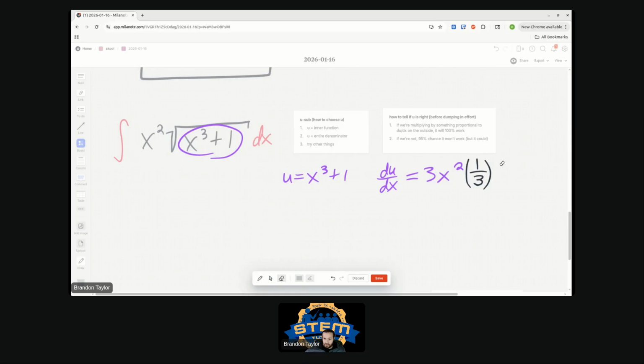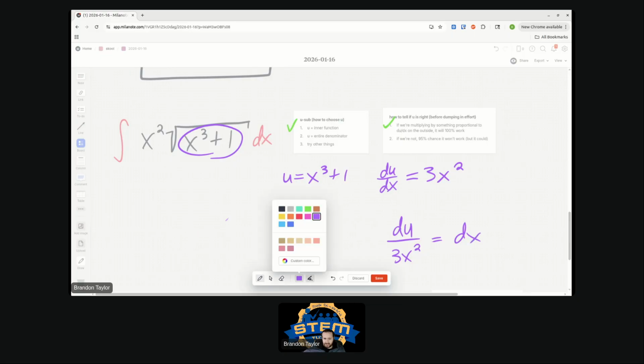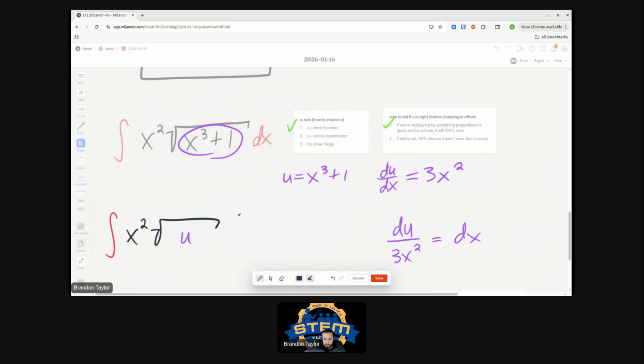So again, this is more good news. We're 100% sure our first guess worked. We're 100% sure that it's going to work. Now we dump in some more effort. Now that we know for sure it's going to work, 3x squared equals du/dx. And then let's try substituting this stuff in. So leave that square root of u, right? The thing circled gets replaced with u, and then dx gets replaced with this thing, du over 3x squared.